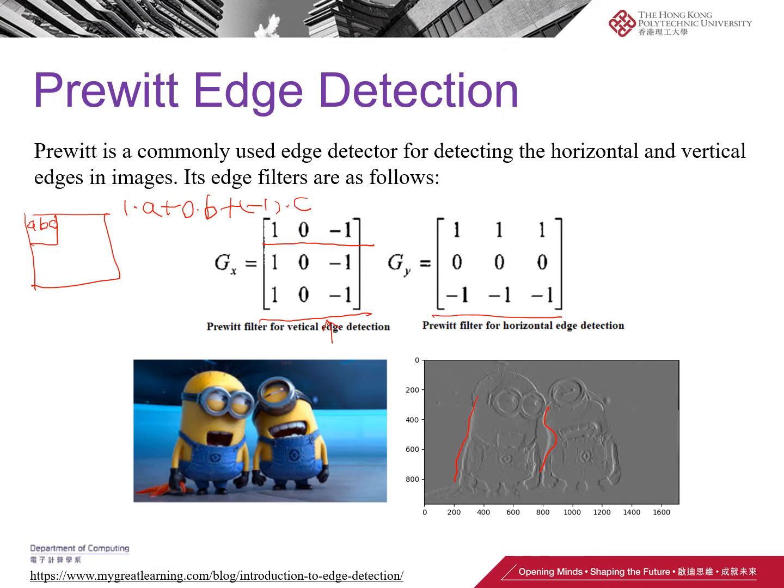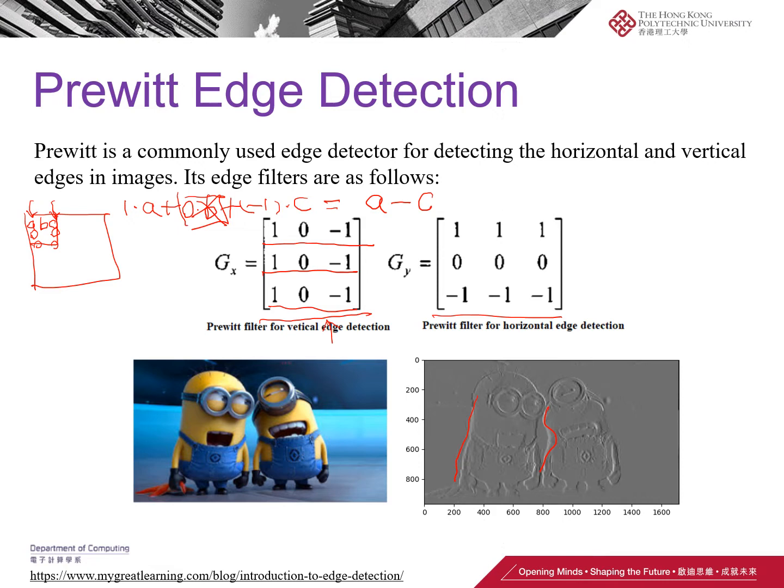Here you could see, because this one is 0, it doesn't matter, it has been removed. So the final result is A minus C. By doing this, we are actually calculating the difference between A and C, these 2 pixels. So it's like we're calculating the difference in the vertical direction when you apply each of the rows of this filter, because we're calculating the difference between these 2 pixels.